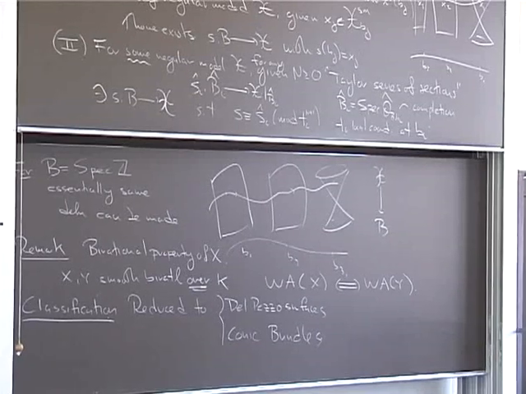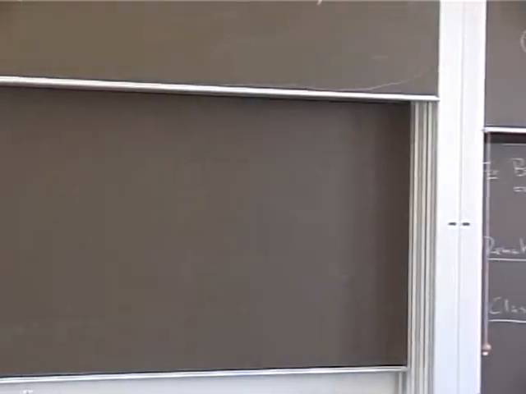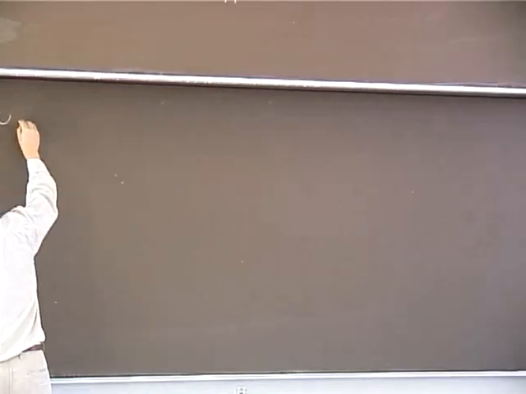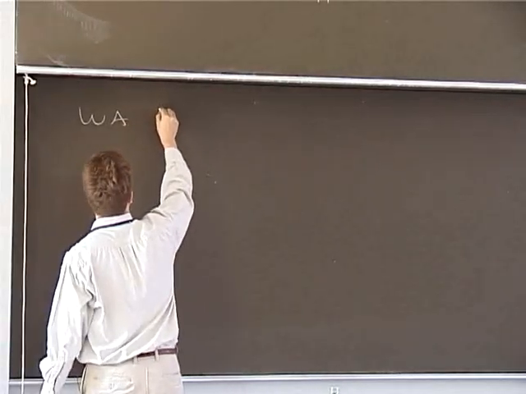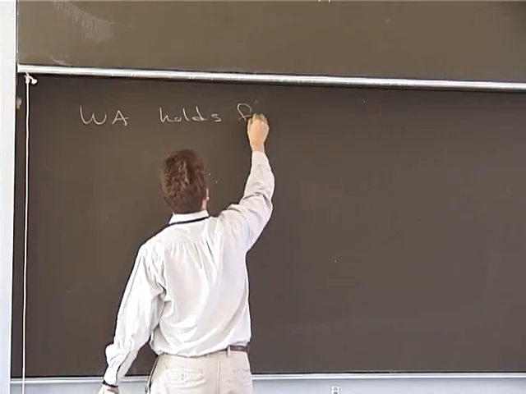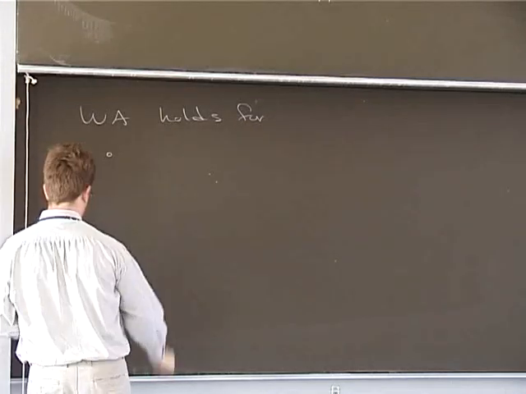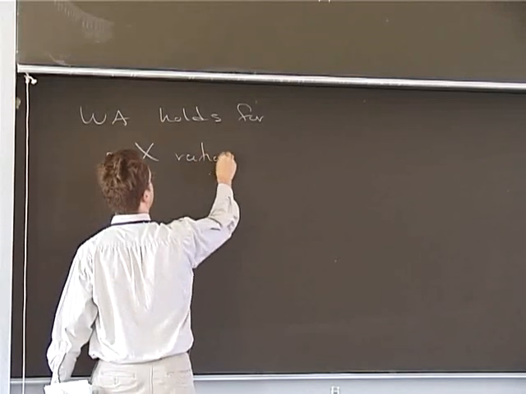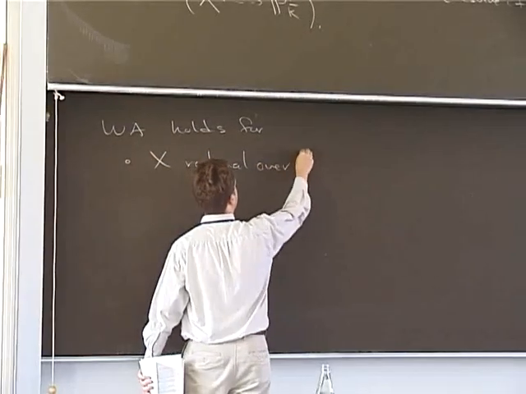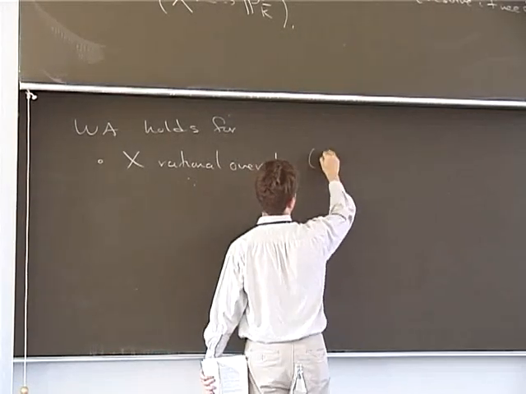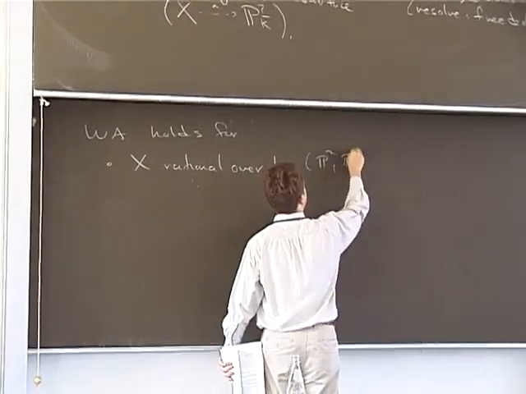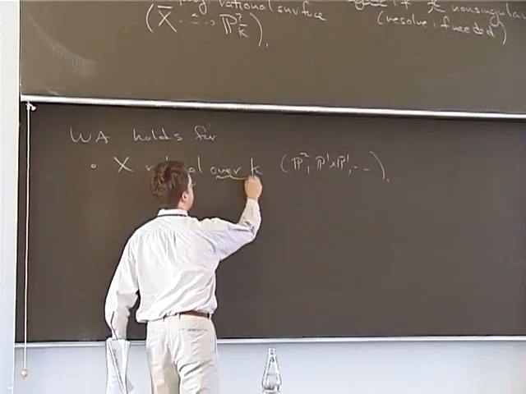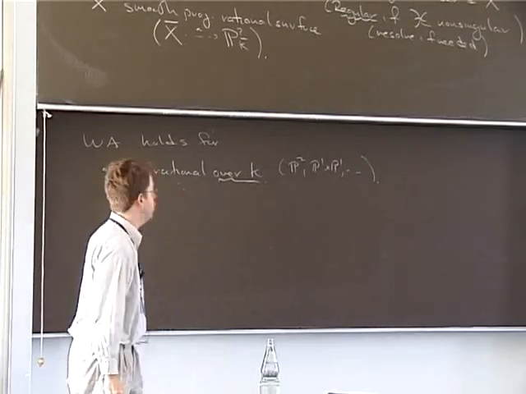So the last thing I should say is that weak approximation holds for the following cases. Well, it definitely holds when x is rational over k. That is P2, P1 cross P1. Anything that's rational over k, we have weak approximation because it's a birational property.